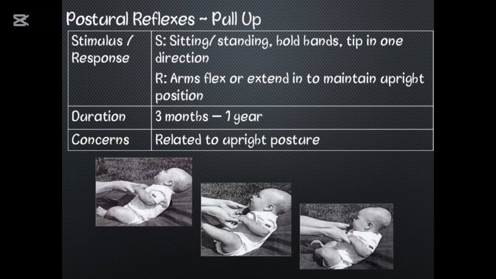Okay, now the last reflex is the pull-up reflex. Now here this can be performed in sitting or in standing position. Hands are held and the baby is tipped in one direction. As a response, arms would flex or extend in order to maintain the upright position. Its duration is from 3 months to 1 year, and it is related to upright posture.